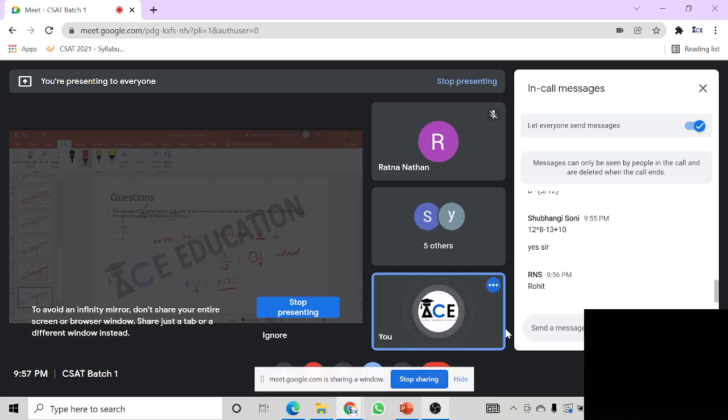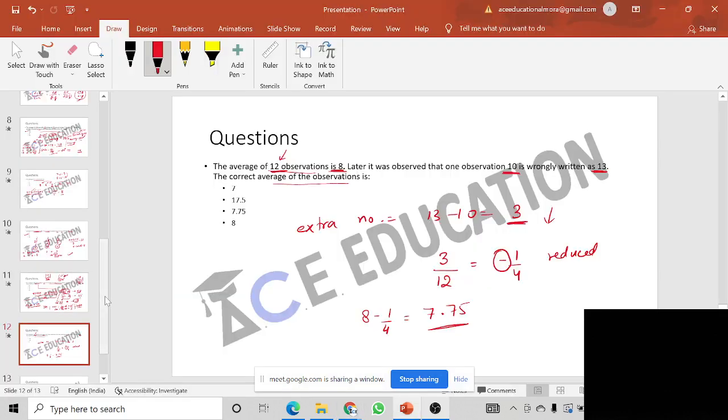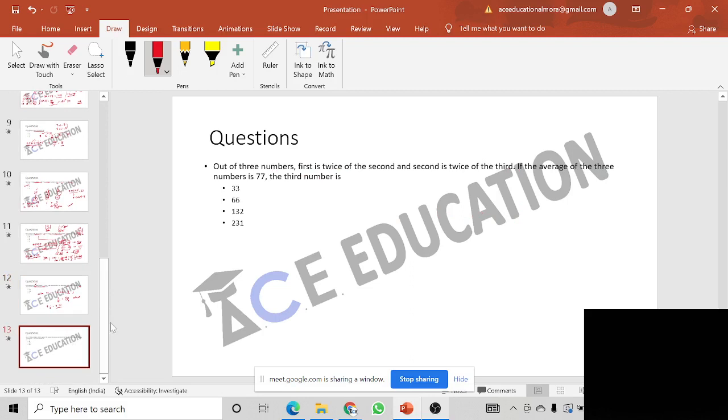Are you guys a little clear on what Rohit did and how he approached this question? Does it seem a little easier now? Got it. Perfect. Awesome. All right, I have one more question in stock for you guys right now. Now we'll try this one. It is saying that out of three numbers, the first is twice the second, and the second is twice the third. If the average of all three numbers is 77, find the third number.